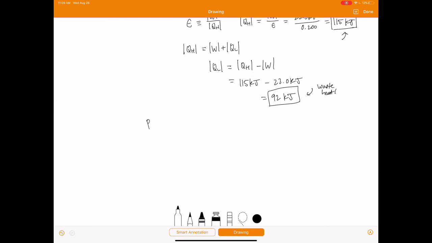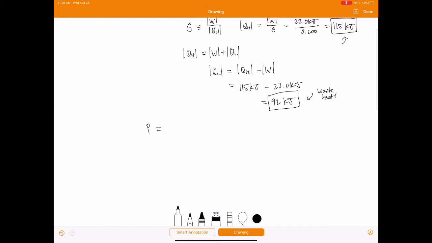Okay, so for the power output, we're going to start with the fact that every cycle, we have 23.0 kilojoules, or 23.0 times 10 to the third joules of work being done. So 23.0 times 10 to the third joules per cycle is the rate at which the engine is doing work. And that's what it means to talk about the power of the engine, the rate at which the engine is doing work. All we have to do is get this in the right units.